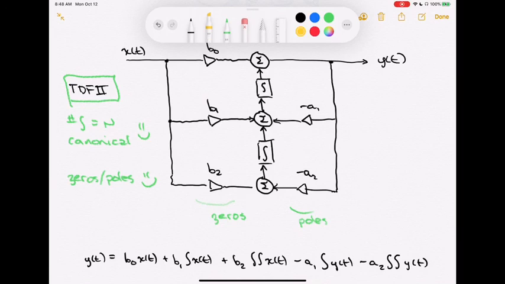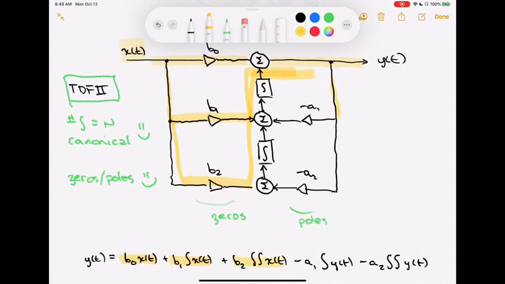Okay, so let's go ahead and account for terms in here. I have x of t, and it's going to do what? It's going to feed through B0. So I get B0 times x of t being part of my y of t. That's part of what gets summed in there. So there's my B0 x of t term. Then what else do I get? I get x times B1 integrated coming in. Well, that's B1 integral x. And I get x times B2 integrated twice as being part of my y. So B2 double integral of x.